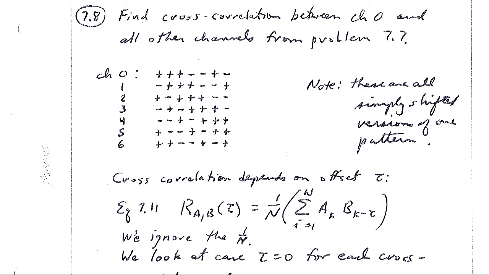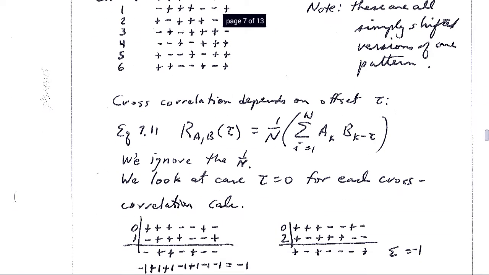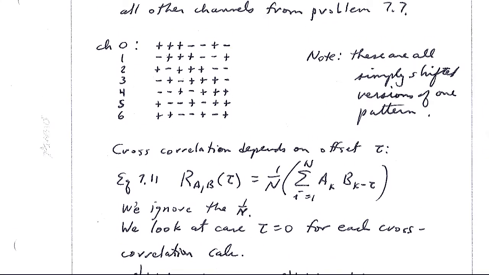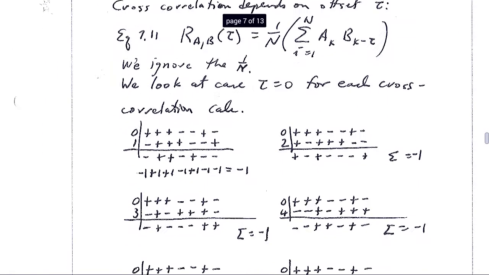And the cross correlation, basically you take the 2 codes, the A and the B, and you multiply them bit by bit and then sum the result. Okay? And that's the cross correlation. But this depends on tau, which is the offset of the 2. And the whole thing is normalized to the length of the code. Here n would be 7. But we're going to ignore the 1/7 in this problem. I'm just not going to multiply by 1/7 at the end, in other words.